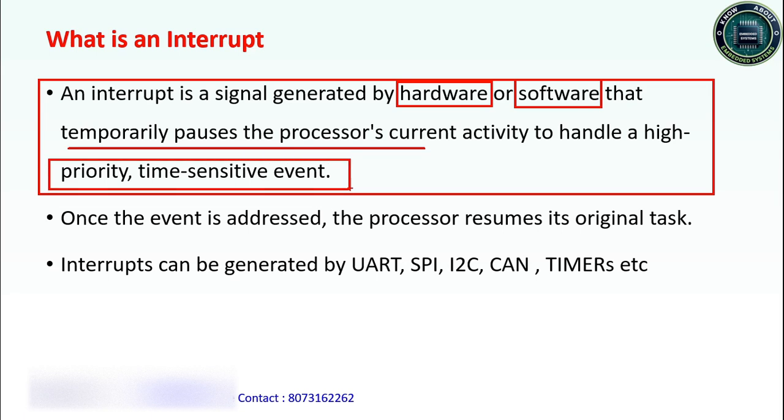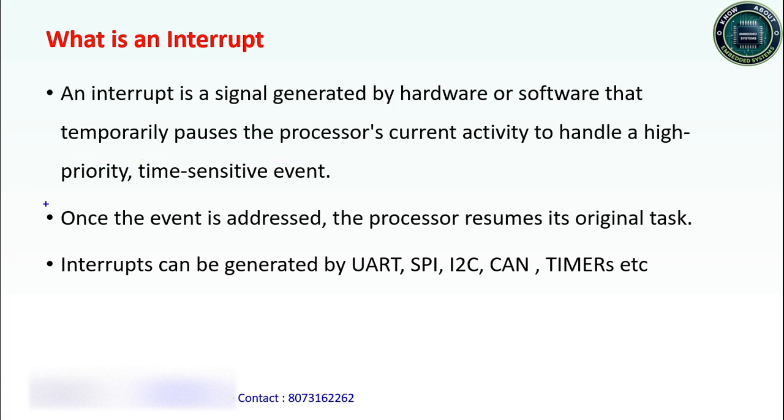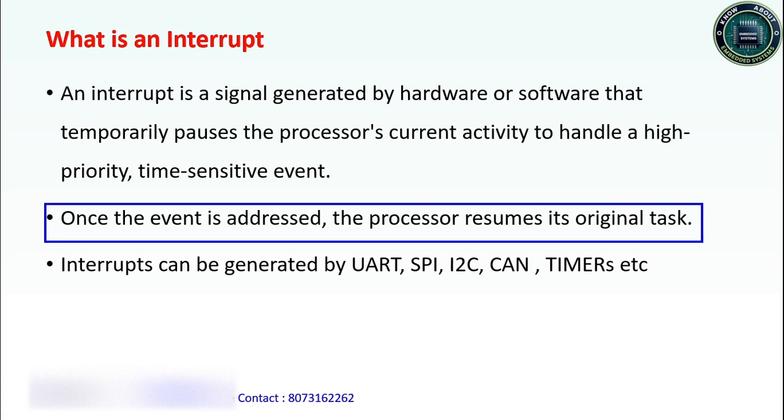Interrupt means it's a signal generated by hardware or software that is going to pause your main program temporarily, and the processor will handle higher priority tasks requested by the interrupt. And after that, once the interrupt request has been handled completely, the processor will resume the main program or main task where it was executing before. This process is called the interrupt handling mechanism.